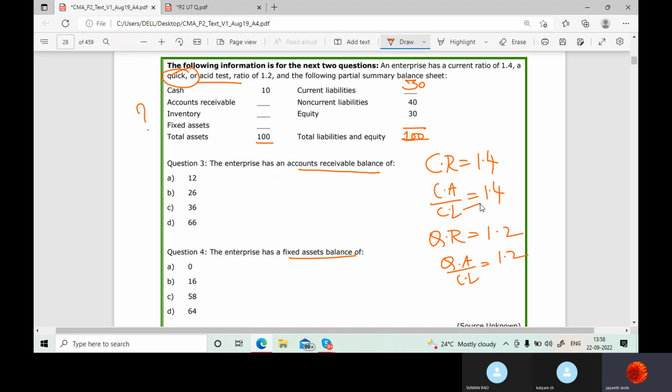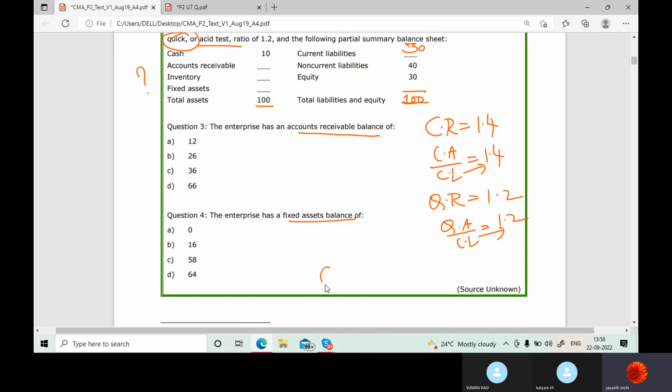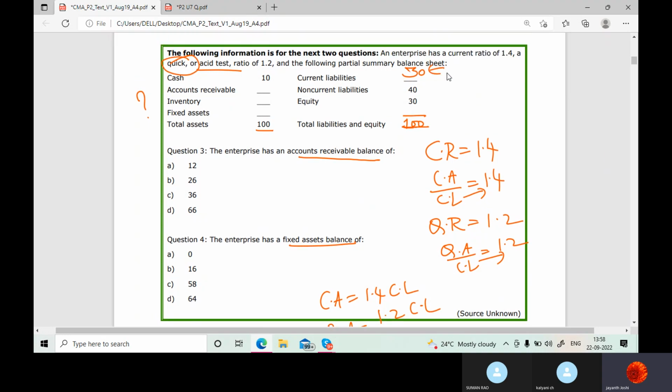So now if I take this there and take this here, cross multiply, current assets would be 1.4 times current liabilities, and quick assets would be 1.2 times current liabilities, correct? What is the current liability now? 30. So can we multiply the 30 here? Yes.